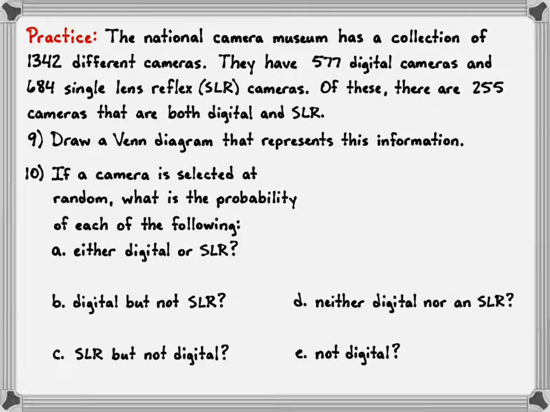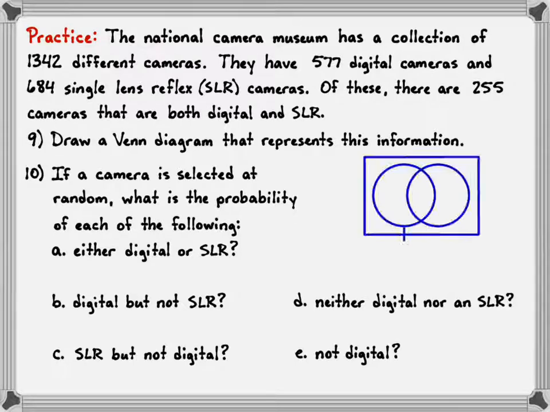For number 9, it says draw a Venn diagram that represents the information. Okay, well, here's the Venn diagram. What are the two things we're comparing? We're comparing digital cameras and SLR. So I'll put a D and an S that represents those two things.